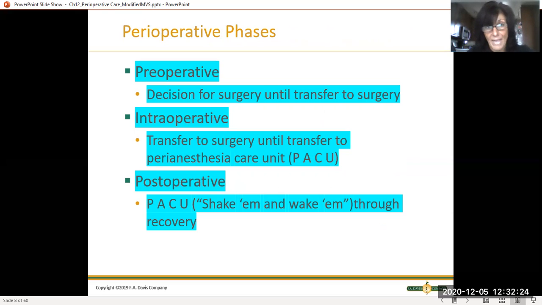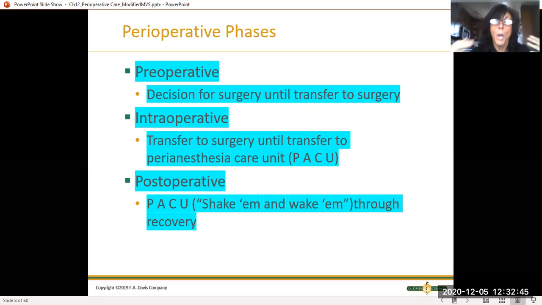We have the pre-op phase. That's where you make the decision to do surgery, and that carries on through the transfer to surgery. Now you're in the surgical suite. We are in the intraoperative phase. That means that's where the surgery is happening, right? Until you leave the surgical suite and go to PACU.